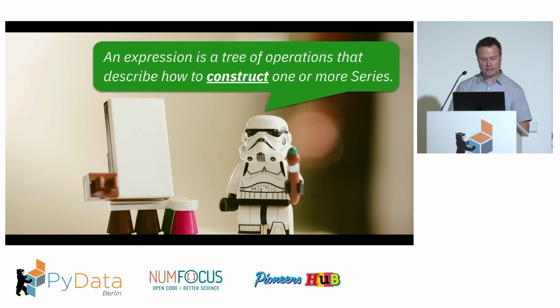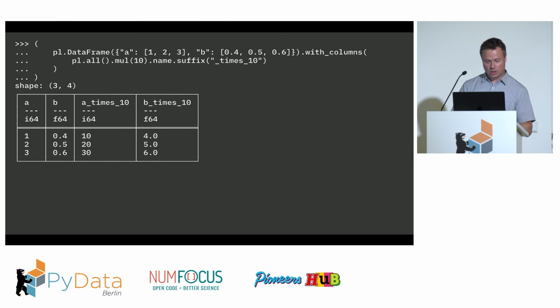Construct, I've already hinted at this. One or more. Let me give you another example of one or more series. Here I'm using the pl.all function to refer to all the existing columns in the data frame. There are two columns to start with, and so this with_columns method will then add two new columns, because we're also changing the names of the expressions. Otherwise, those two columns would be changed themselves.